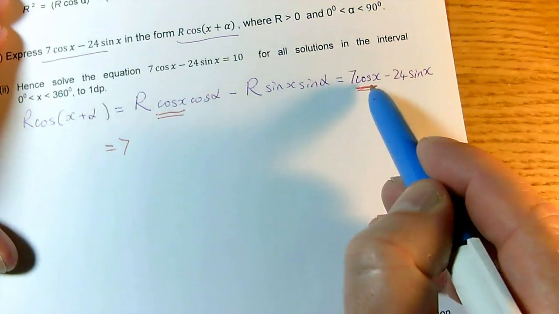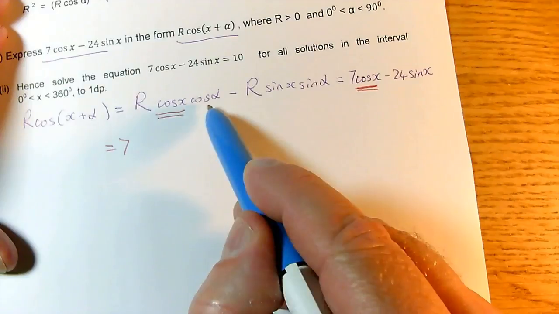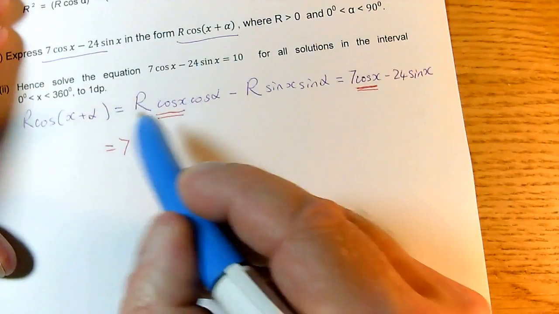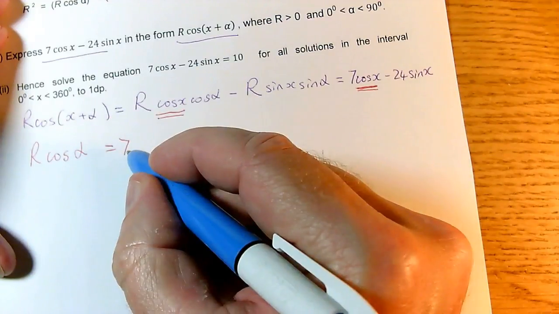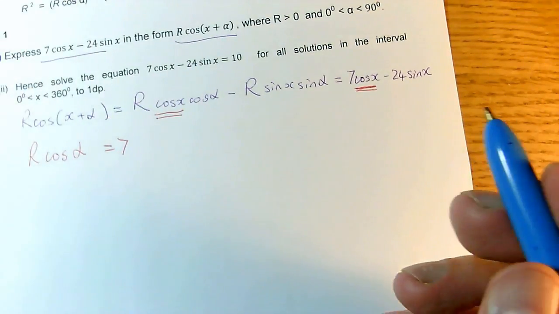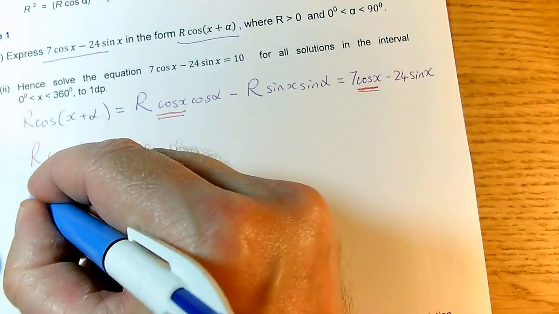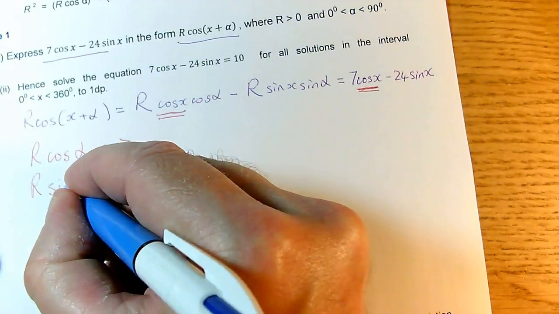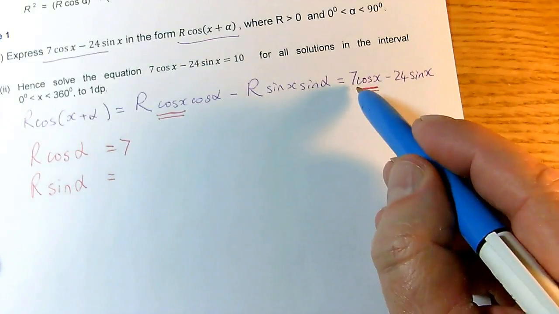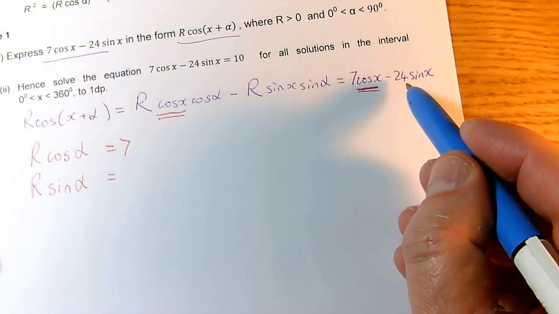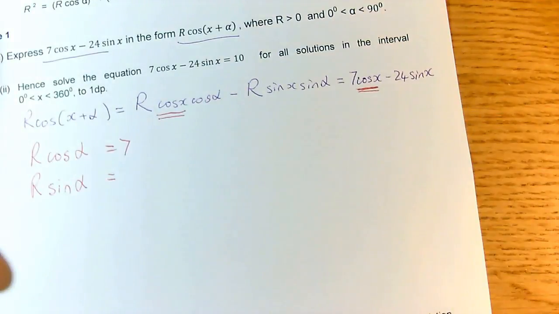Well, the cos x is the bit that I'm matching. The bit that goes with the cos x is the r and the cos alpha. So we get r cos alpha equals 7. Okay, and the other term is actually going to give me r sin alpha. We always end up finding out what r cos alpha and r sin alpha are, but sometimes the r cos alpha comes from the first term, sometimes it comes from the second term. Okay, let's do some more matching.